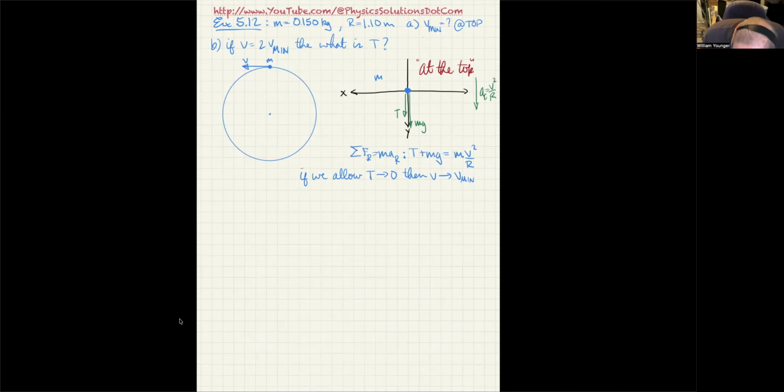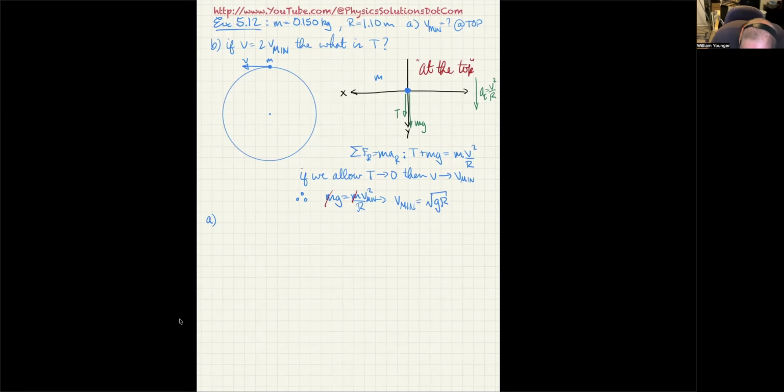And now we say from this, therefore, mg is equal to mv squared over r, and this is min, by the way. We can see that the m's cancel out, and lo and behold, we get v min is equal to the square root of g times r. So that's what our minimum velocity is.